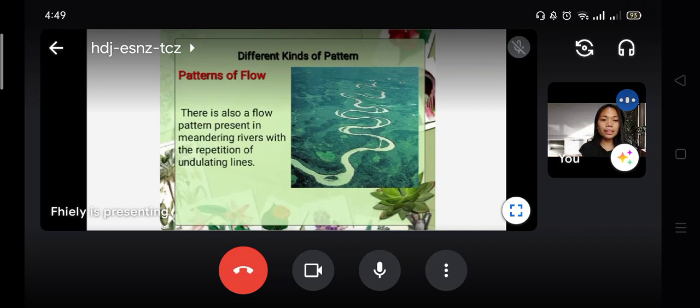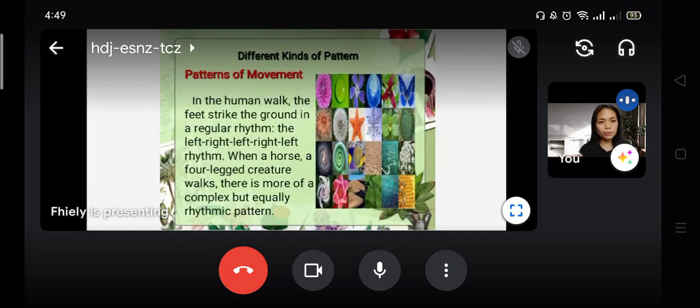There is also a flow pattern present in meandering rivers with a repetition of undulating lines. As you can see from the picture given here, the river is winding. So there is a pattern. Undulating lines are not only straight lines, but also curved lines. It repeats, so that is why it belongs to patterns of flow.